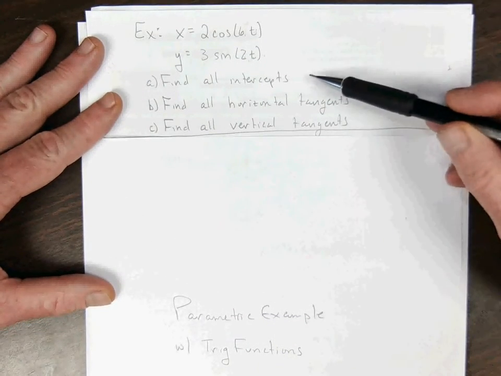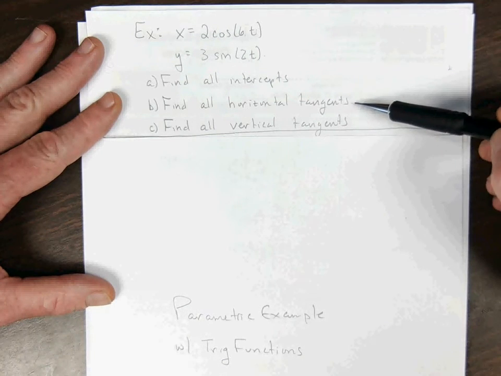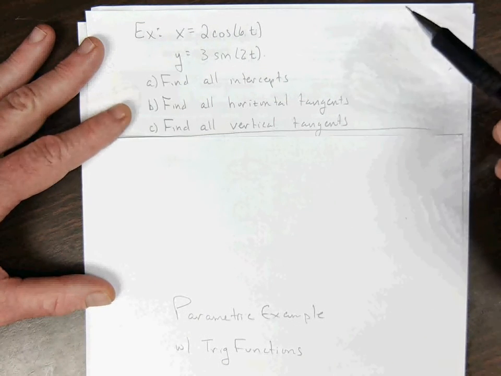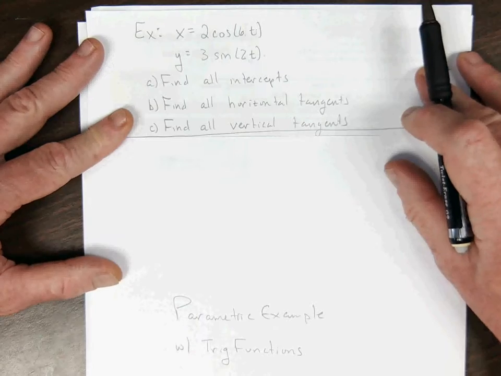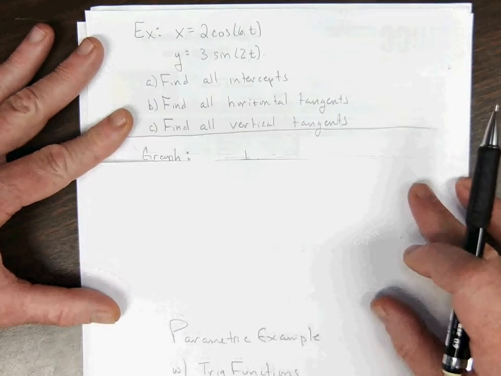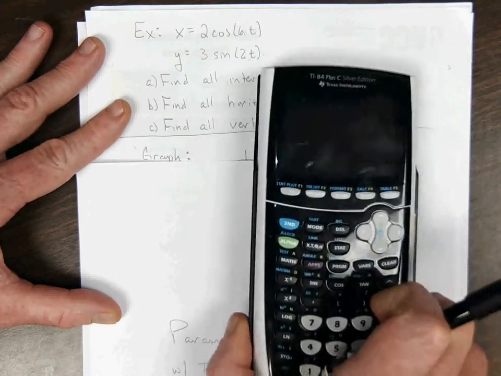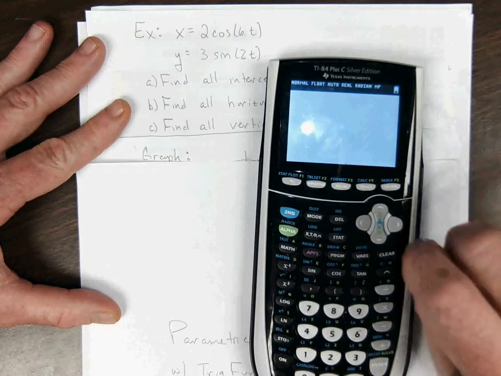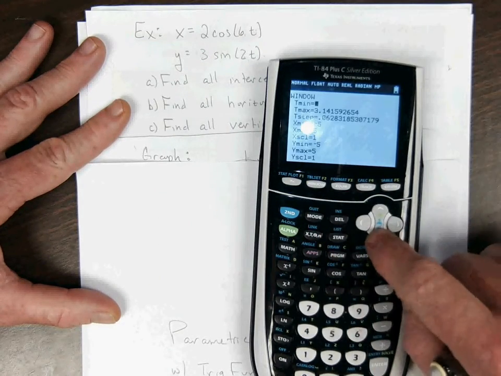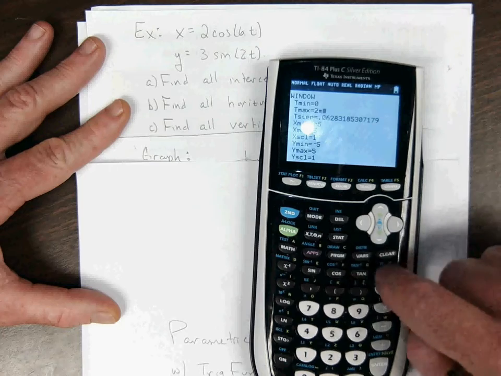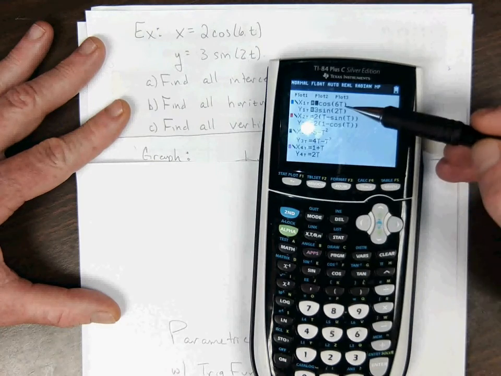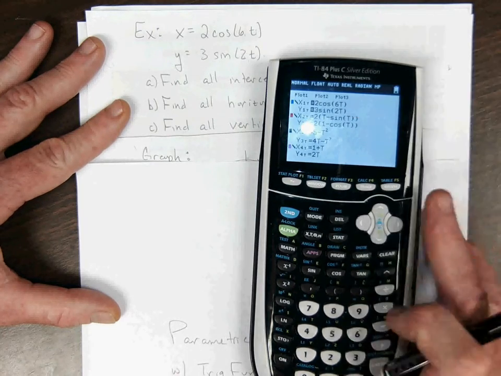So let's find all the intercepts of the graph. Let's find the horizontal tangents. Let's find the vertical tangents. Now what I would do is graph it first to get an idea about what's going on. And so I've preset this up. So here's my equations right here that I'm trying to graph.